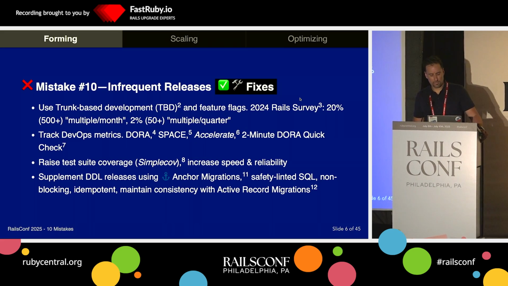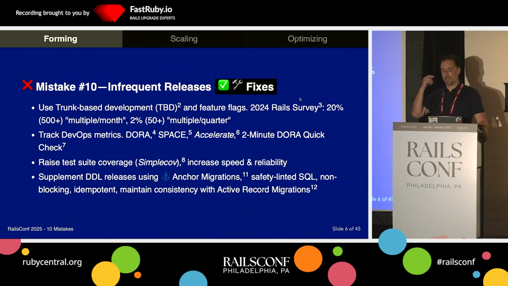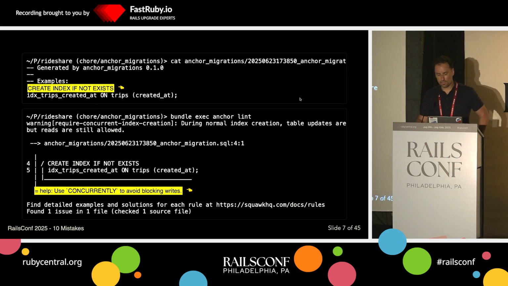One other option, if you are in this position now where you're not doing trunk-based development: I've released a new gem called Anchor Migrations, where the idea is to do SQL migrations that can still be safety linted using a tool called Squawk, which I'll show. We can write non-blocking, idempotent DDL changes and then generate Rails migrations from that SQL to keep everything in sync. On the top here is Squawk shown briefly within Anchor Migrations using the lint command.